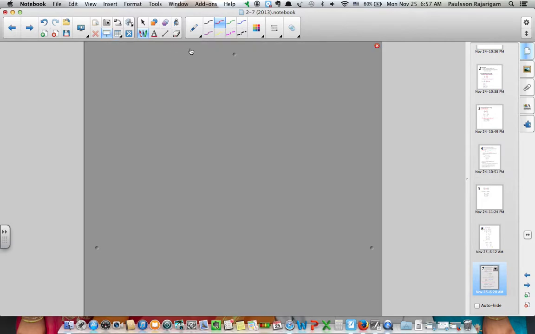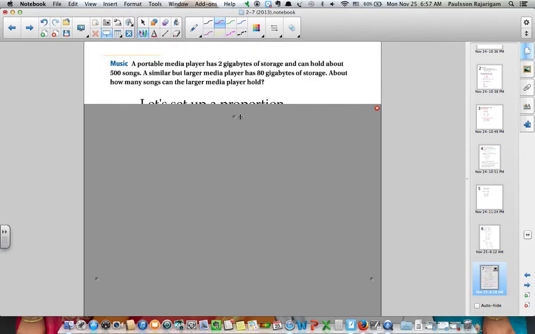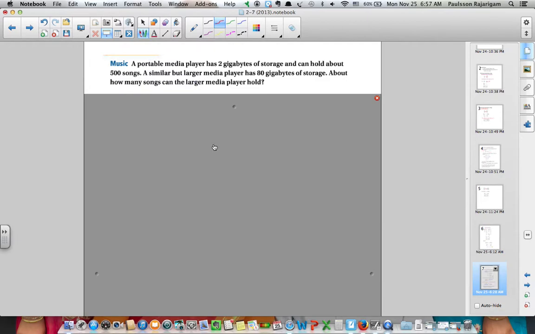All right, so here is a final problem solving story problem. A portable media player has 2 gigabytes of storage and can hold about 500 songs. A similar but larger media player has 80 gigabytes of storage. About how many songs can the larger media player hold?